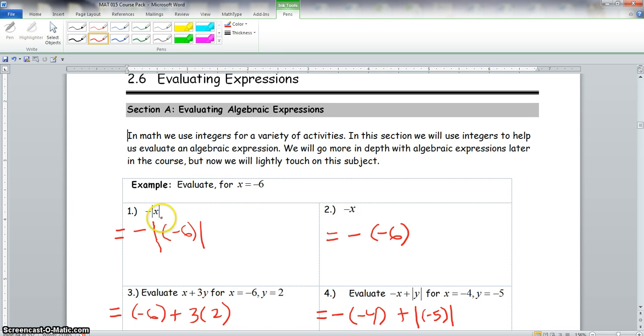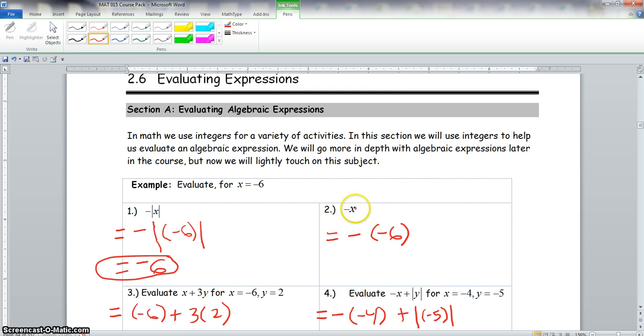So we're going to use -6 for x for problems 1 and 2. So we put in -6 for x here. So we will have the absolute value of -6, which we know is 6. And we have to bring down this negative sign because it was on the outside. So our final answer here is -6. And if you notice, when I substitute in this -6, I put in parentheses. You should always, when you substitute, put that value in parentheses.